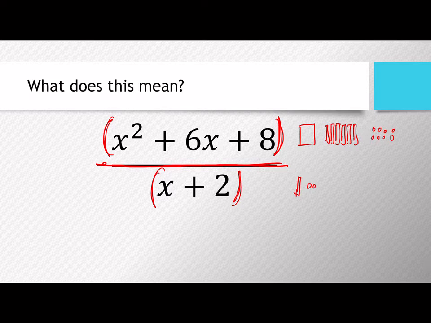So here's a group of x plus 2. I can take off this one. There's one group. Okay. So how many of those can I take off, and I'm going to count them.